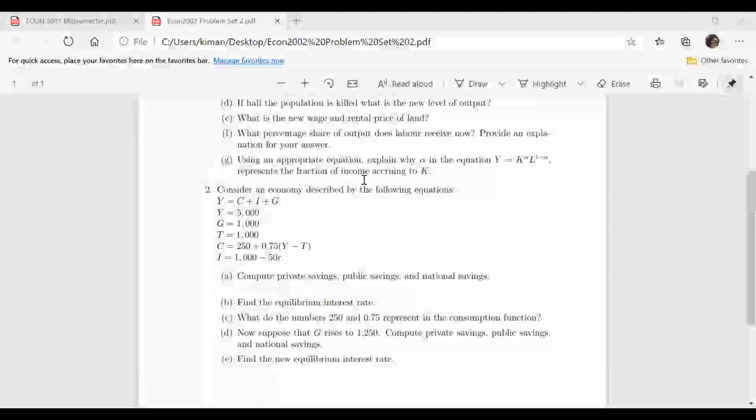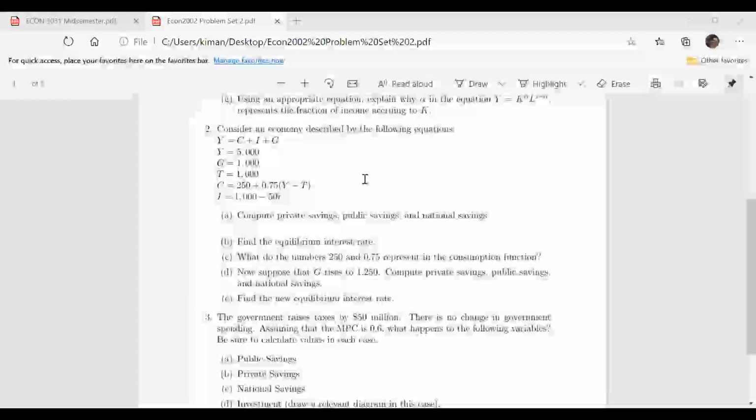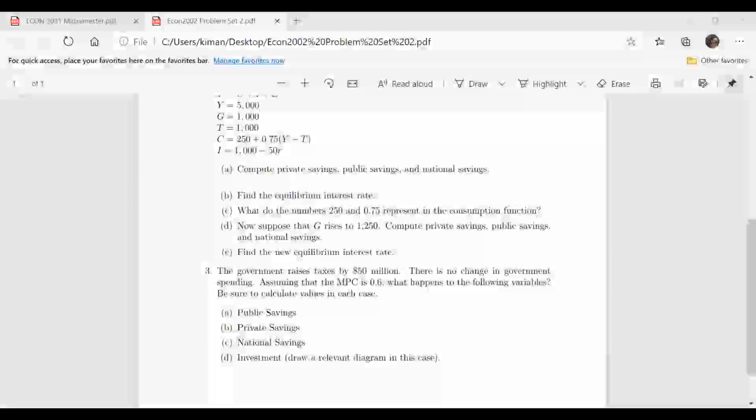Consider an economy described by the following. I don't think it is. So let's see if I can bring up something else.